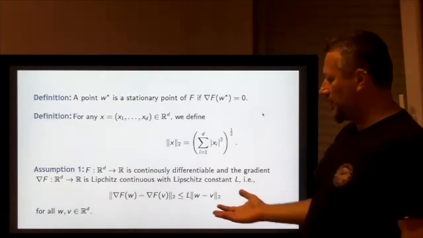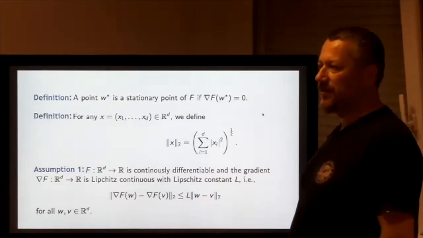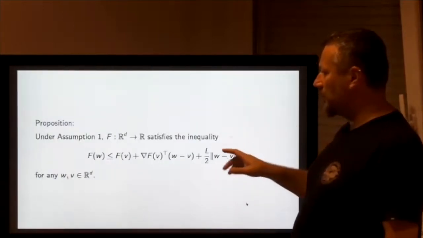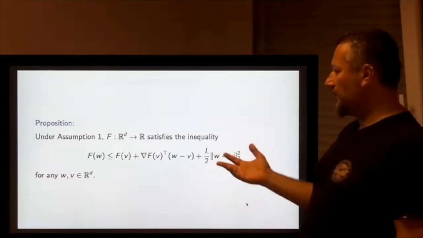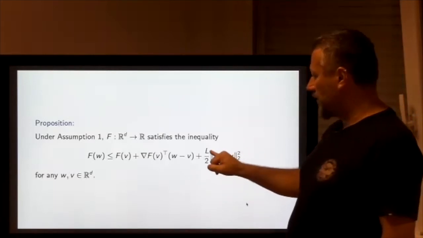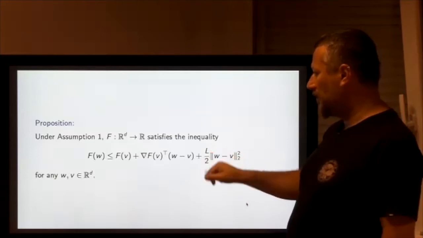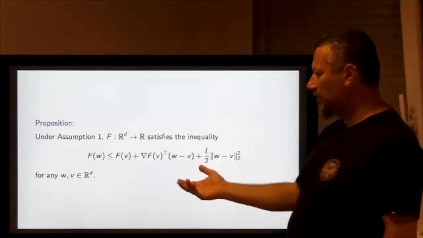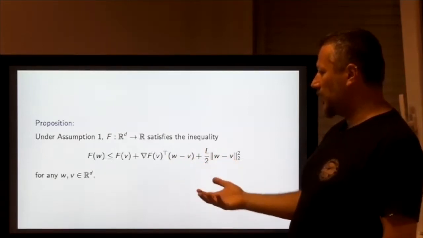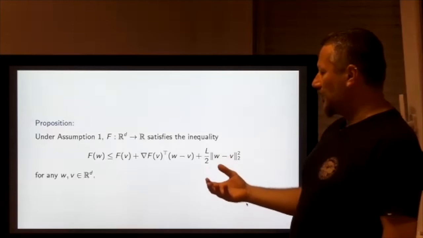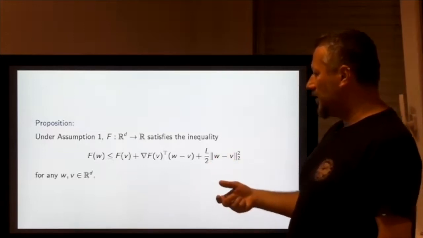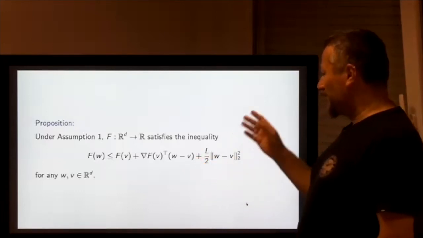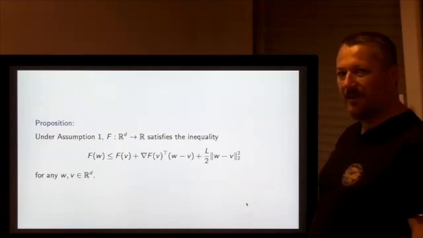So one important consequence of Lipschitz continuity is this proposition that we have proved last time. If f is Lipschitz continuous with the Lipschitz constant L, then for any 2 points omega and v, f of omega is always smaller than or equal to f of v plus gradient of f evaluated at v transpose times omega minus v plus L over 2 times the square of the distance between these 2 points.